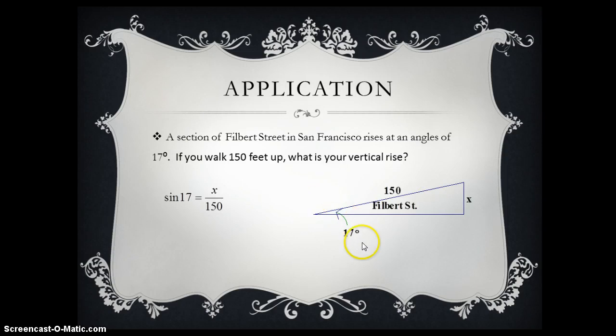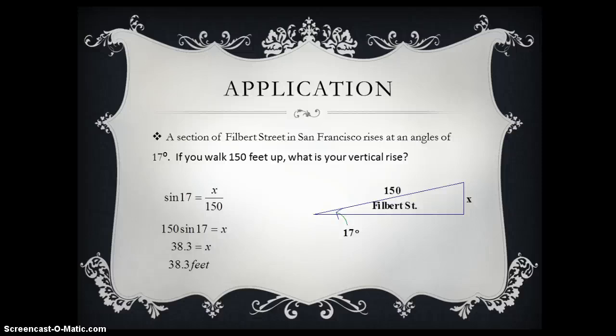So the sine of 17 is the opposite, x, over the hypotenuse, 150. If we multiply both sides by 150, we get 150 times the sine of 17 is going to give me x. Or x is 38.3, so the actual distance you rose was 38.3 feet.